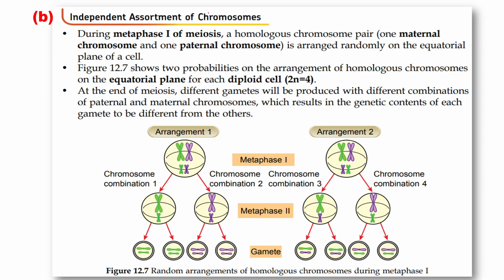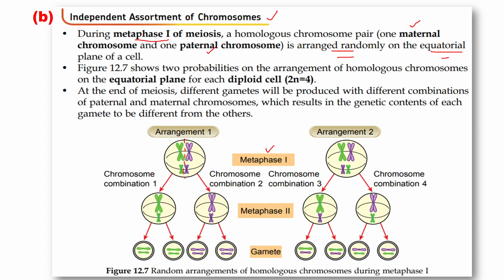Okay, so the second one is independent assortment of chromosomes. Okay, what is the meaning of this independent assortment of chromosomes? This is actually an event during metaphase 1 of meiosis where a homologous chromosome pair, kalau homologous chromosome itu meaning one maternal chromosome and one paternal chromosome, they are arranged randomly on the equatorial plane of a cell. Okay, so this is during metaphase 1 lah. Metaphase 1, so there's an equatorial plane like this.